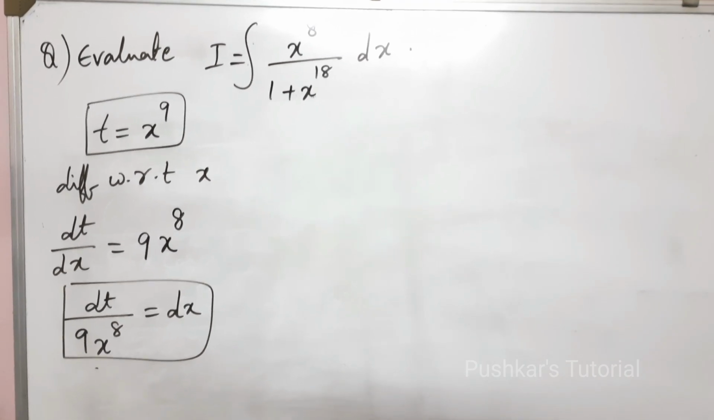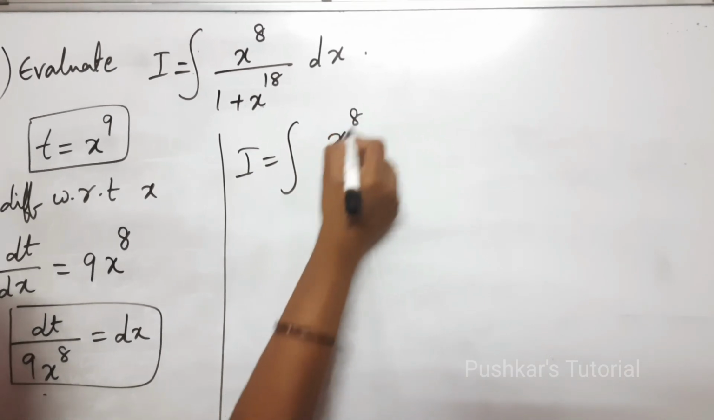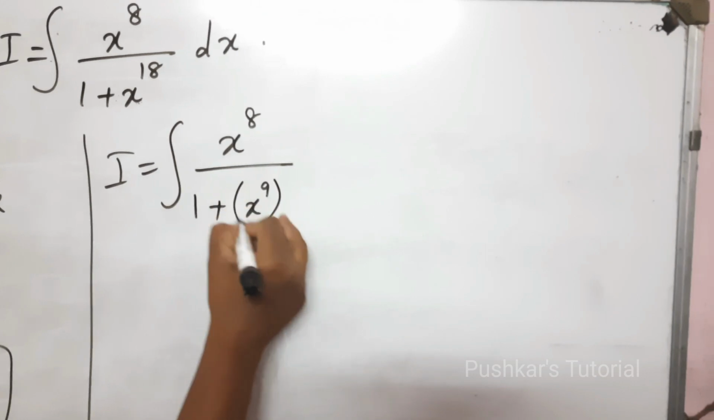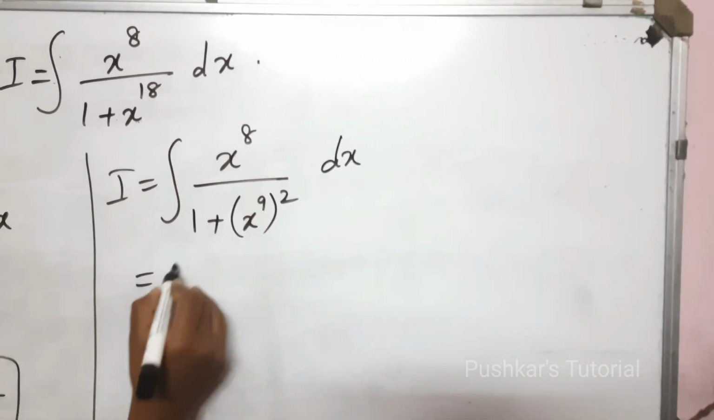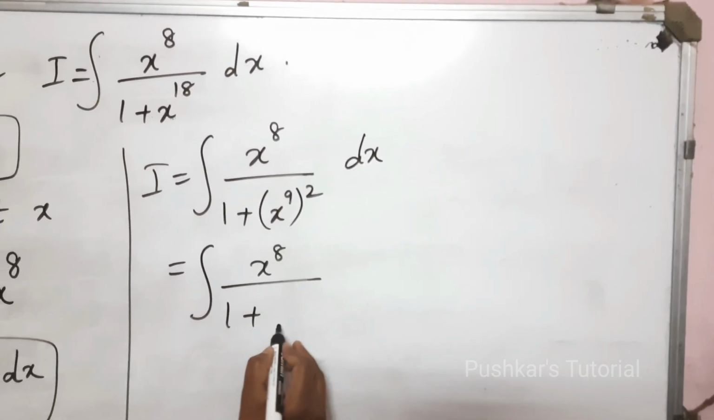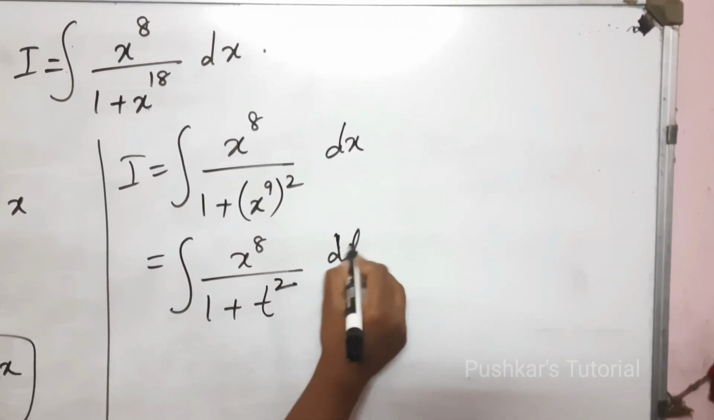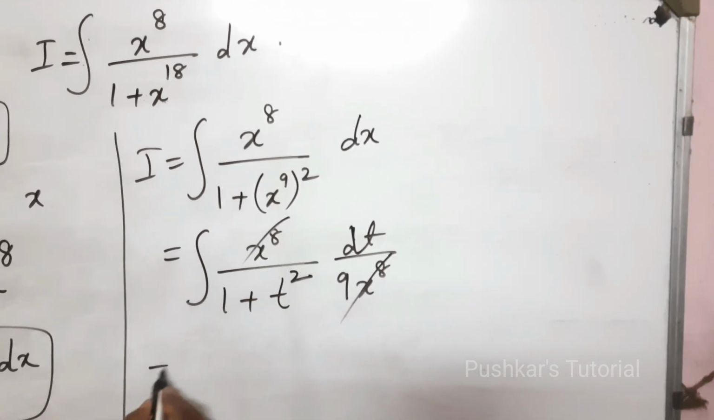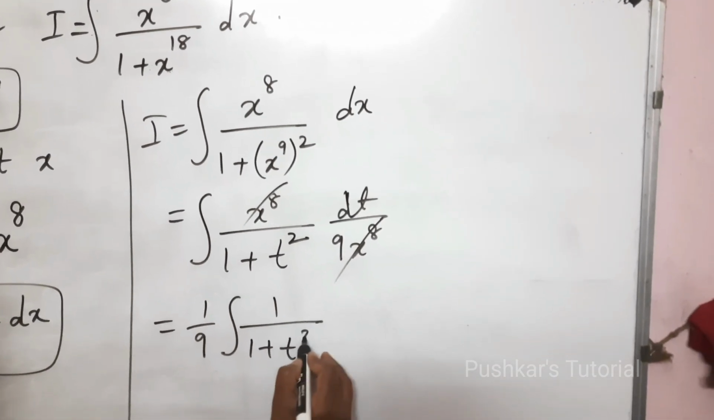Next we write I as the integration of x power 8 by 1 plus x power 18, which we can write as x power 9 into 2, like that. So x power 8 is as it is, 1 plus x power 9 we have taken as t, with the square outside, and in the place of dx, dt by 9 x to the power of 8. So x to the power of 8 cancels, and 1 by 9 is a constant in front, integration of 1 by 1 plus t square dt.